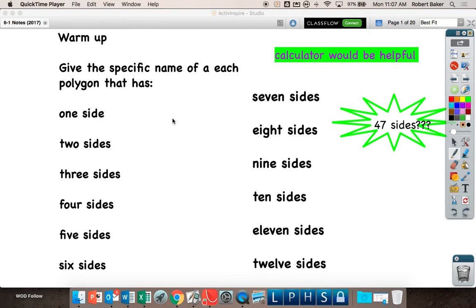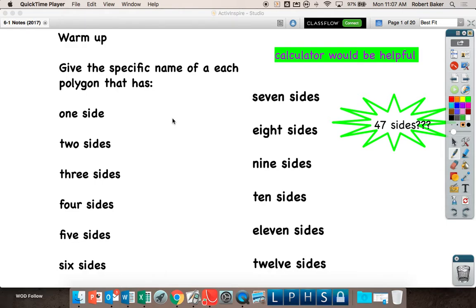Okay, so how many of these shapes do you know? What do you call a shape with three sides? Triangle. Any questions? No. What about a shape with four sides? Quadrilateral. In geometry, a shape with four sides is known as a quadrilateral. Once you get past 3 and 4, they go to their more contemporary geometric names.